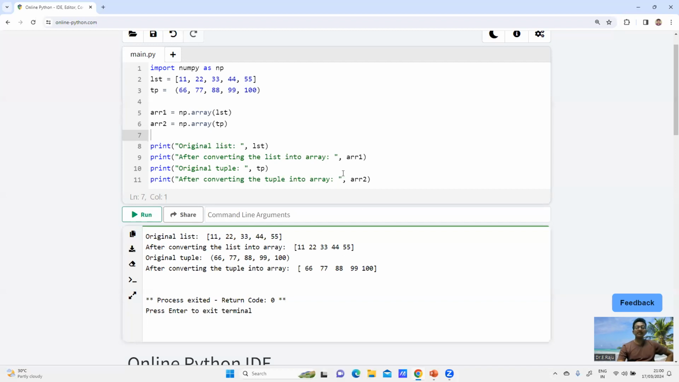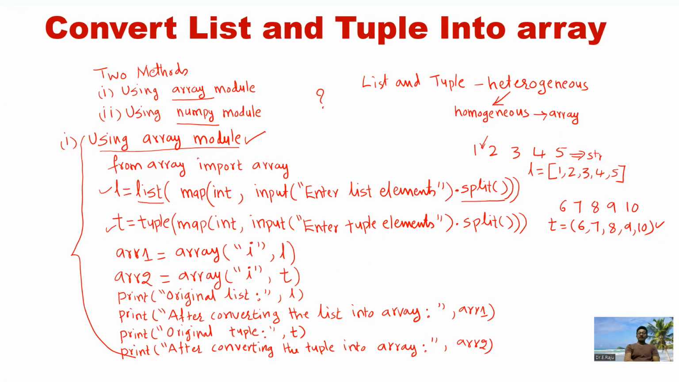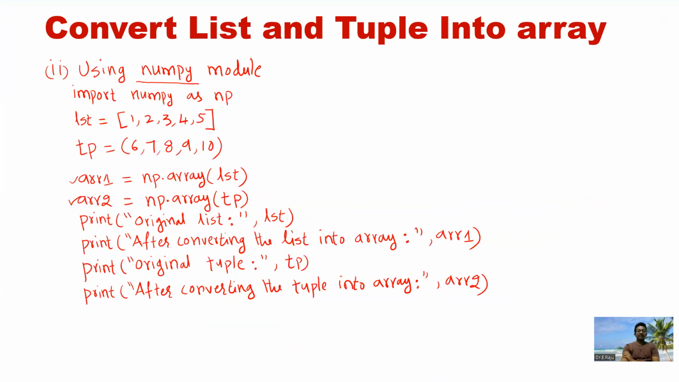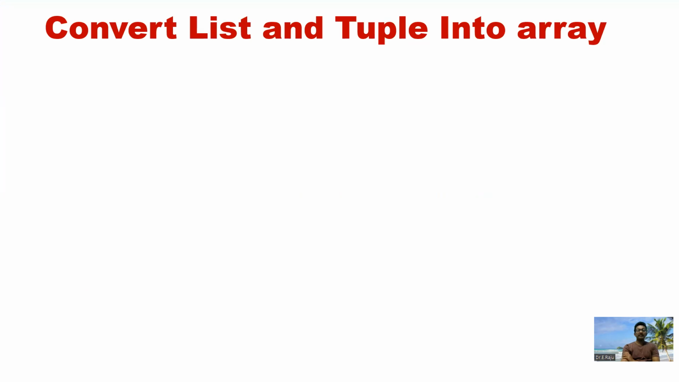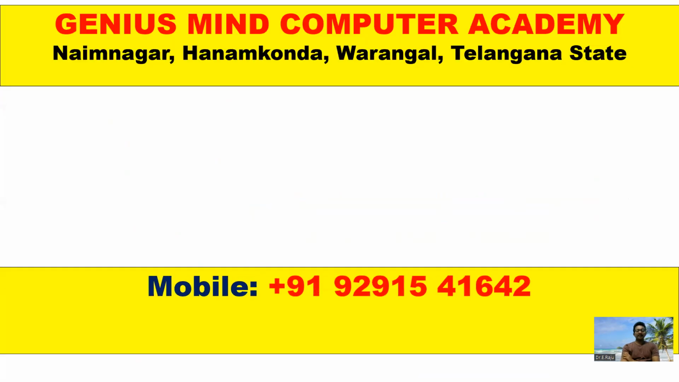So friends, this way we can convert a tuple and list into an array using two mechanisms. Hope you understood. If you have any doubts, please leave your doubt in the comment section.